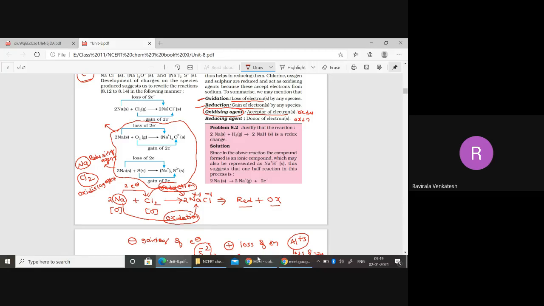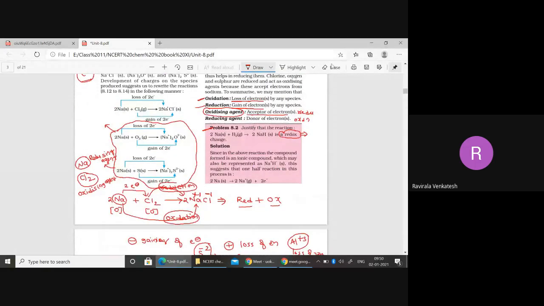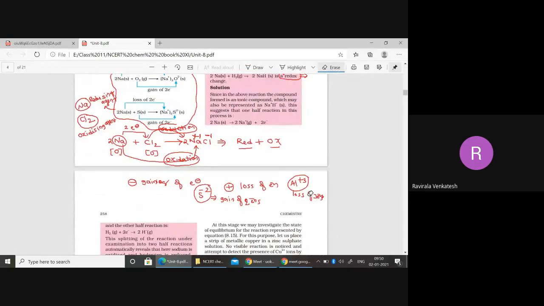Identifying it. Let me take this example better. Problem 8.2. This one also you can do. Justify that the reaction is a redox reaction. You have to justify that this reaction is a redox reaction. How to justify this one? Same thing. If one substance undergoes oxidation and the other undergoes reduction, you can say that is what? Redox reaction only. So let me take this one here. I will explain this one better. You can also justify these three reactions as redox reactions.